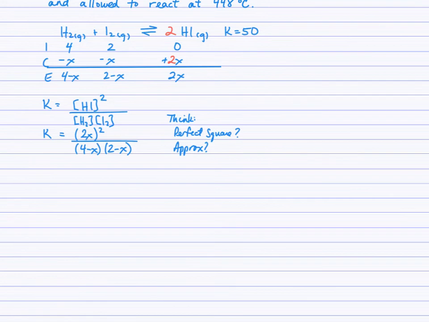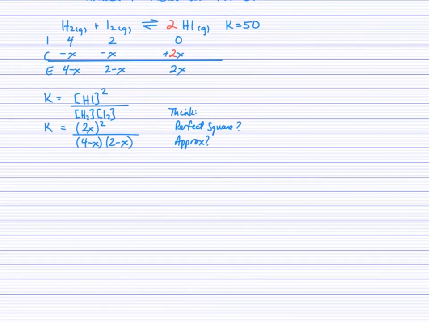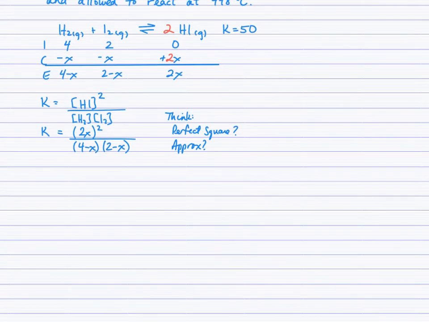Okay, so I set up the ICE table after calculating initial concentrations and wrote the expression for K, substituting the algebraic expressions at equilibrium for the entities in the reaction. Now in order to solve for x, I'm thinking, is there a perfect square? And no, there isn't. The denominator is a problem. So this is a big no right here. Does the approximation work? That's my next thought.